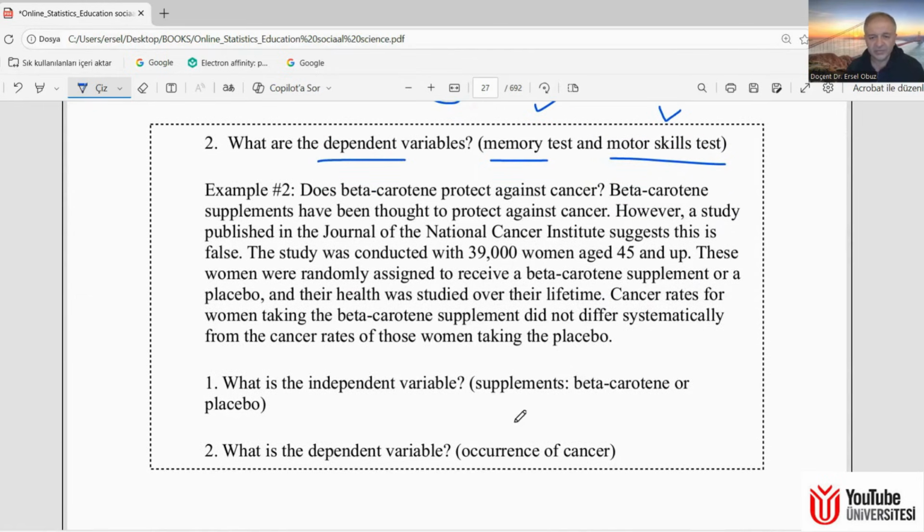Okay, here is another one. Does beta carotene protect against cancer? It's a vitamin A. Beta carotene or placebo, and then the cancer rates. So what is the independent variable? In this case, we manipulate the beta carotene or placebo. Placebo means we didn't give anything. And then what is the dependent variable? The dependent variable is the occurrence of cancer. So this is going to be our X variable, and this is going to be our Y variable.